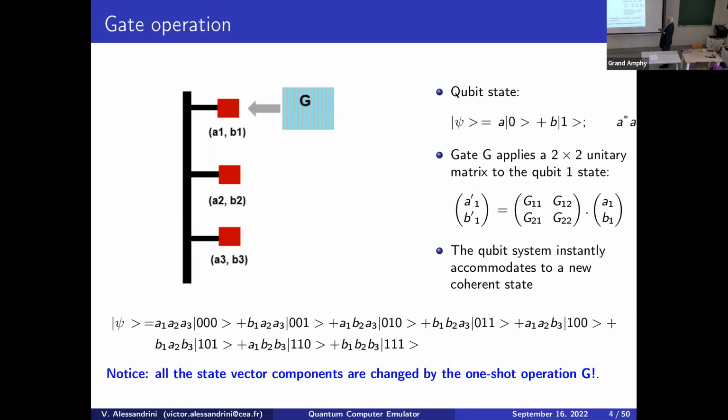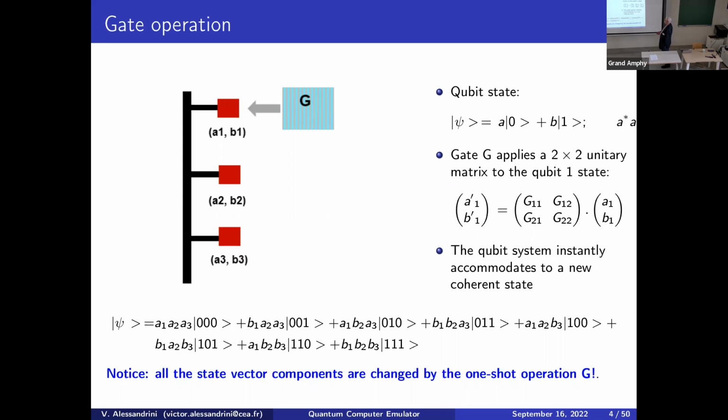So if we apply a gate to the first qubit, for example, then we just touch this gate, and this system will automatically adjust to a coherent state. Namely, A1 and A2 will change to A'1 and A'2, B'1.